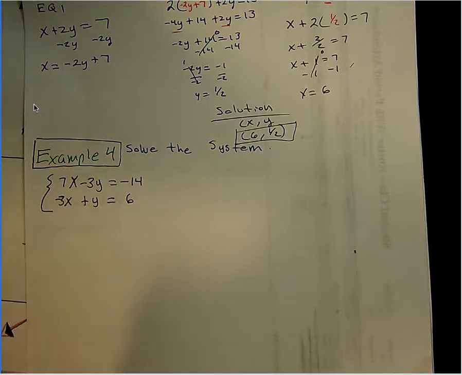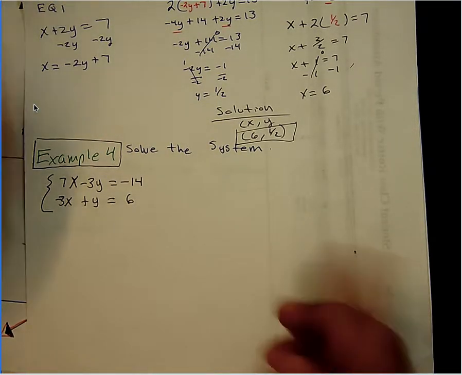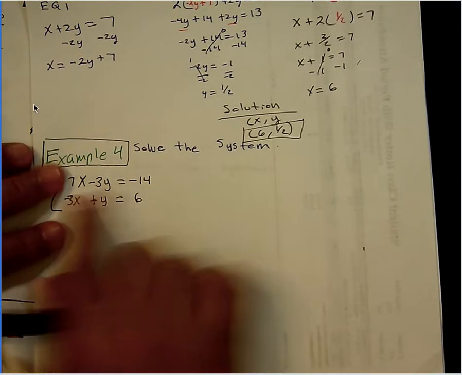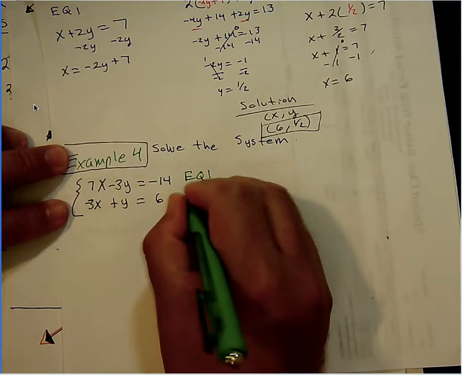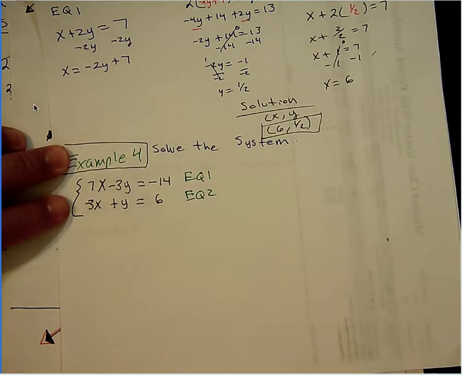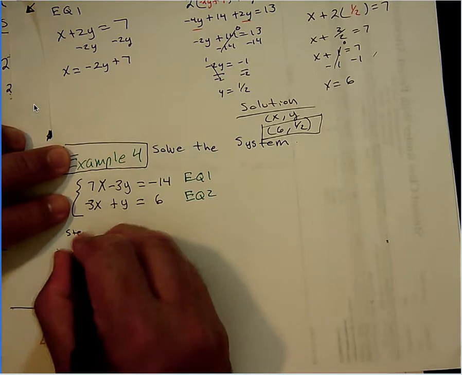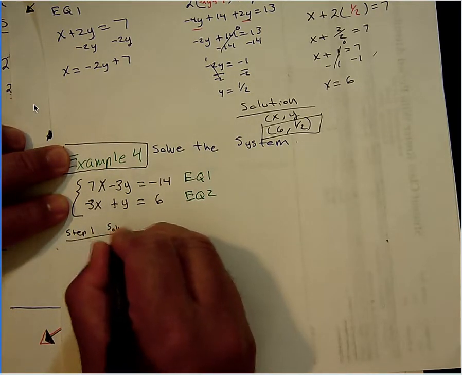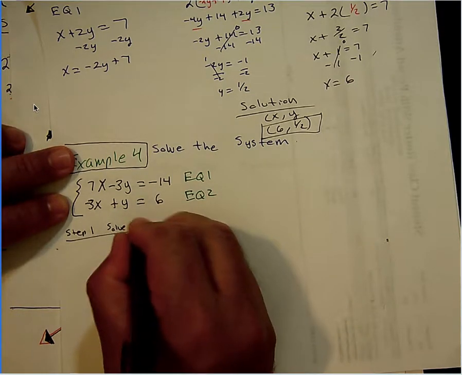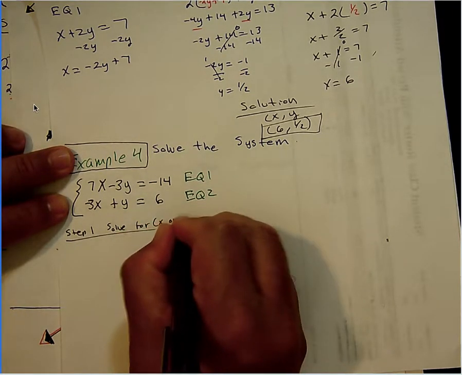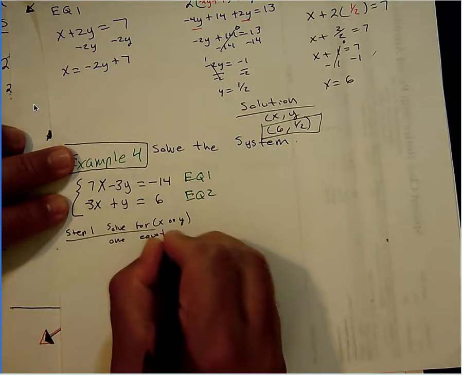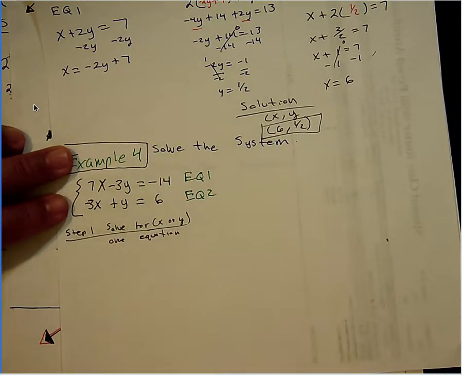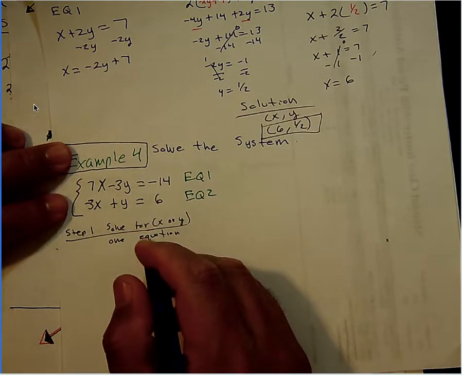For example 4, let's go quick. Example 4, again, they don't solve for any of them, so you're going to have to solve for one. I'm just going to label this equation 1 and equation 2. So step 1: solve for x or y for one equation. You guys will pick which one I'm going to solve for.